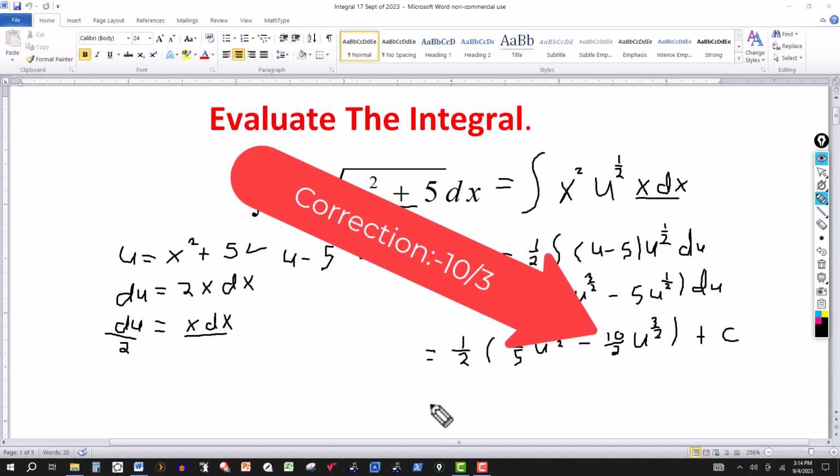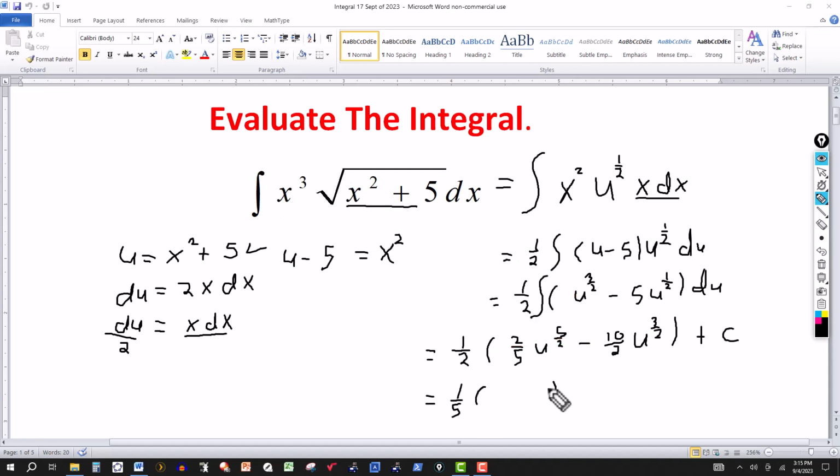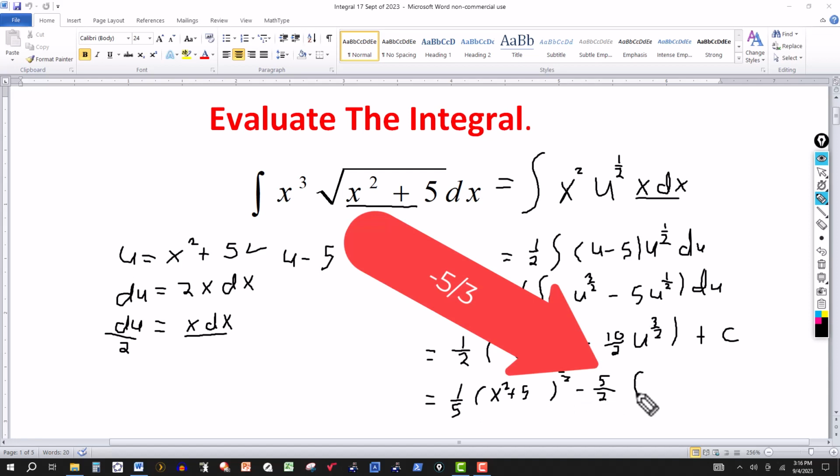And that's pretty much it, other than going back to the original variable. So let's multiply 2 by the 1/2 here. The 1/2 times 2/5 will give me a 1/5 here. And then replace the u by x squared plus 5. So going back to the original variable, to the 5/2 power here, and multiplying this 10 over 2 by 1/2, the 2 goes into the 10, 5, so this would be a minus 5/2. And replace again the u by x squared plus 5 to the 3/2 power, plus the constant of integration.